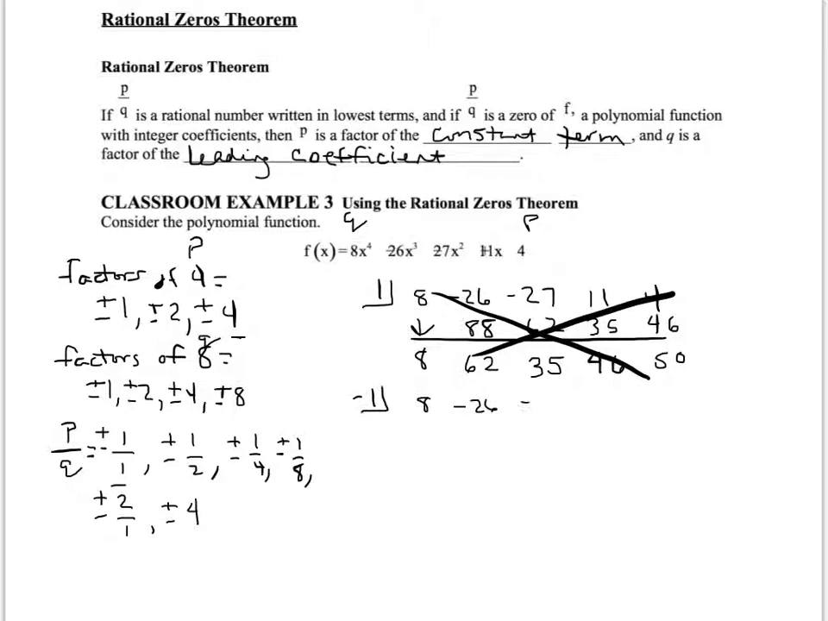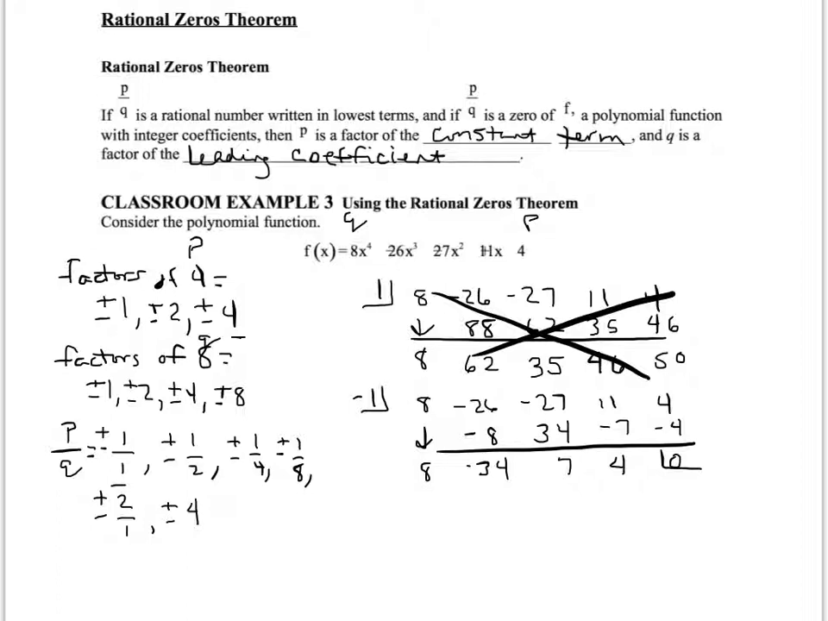Got to repeat the same row of coefficients. Now, bring down the 8. 8 times negative 1 is a negative 8. So when I add negative 26 and negative 8, I get a negative 34. When I multiply that times negative 1, I get a positive 34. Add that to negative 27. That gives me 7. 7 times negative 1 is a negative 7. And 11 minus 7 is 4. And what do you know? Negative 1 times 4 is a negative 4. That will give me a 0.